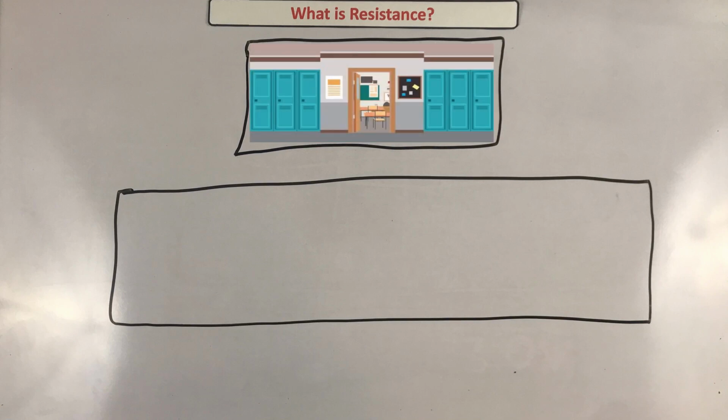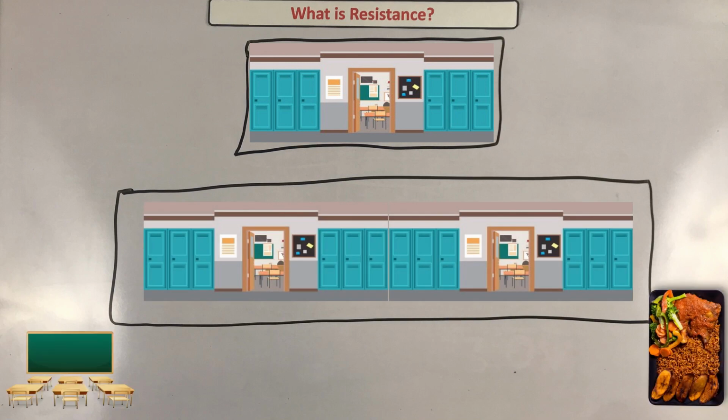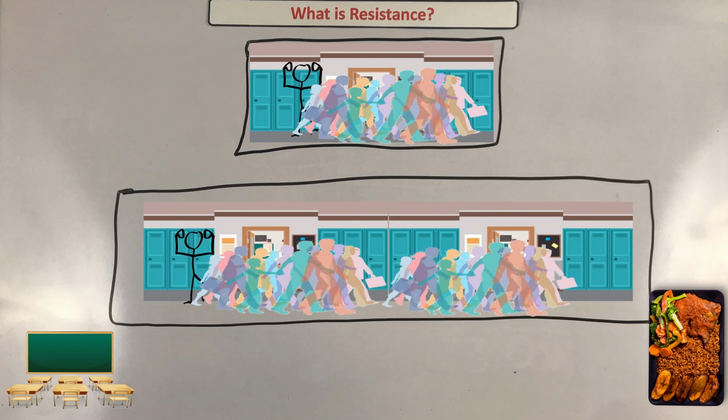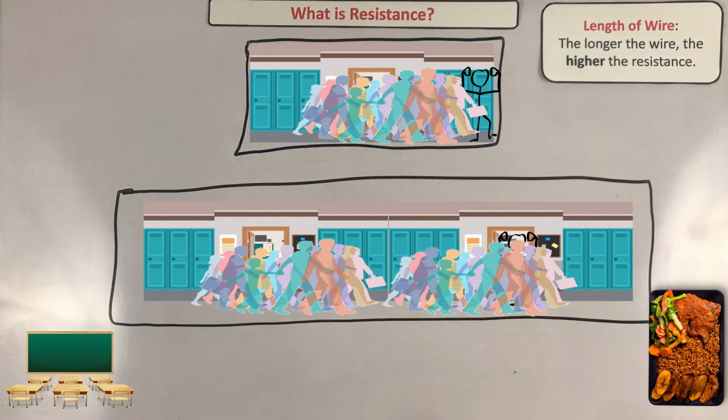Sticking to the lunchtime analogy, if the distance between your fantastic science lesson and the canteen is short, you will go through fewer students in the corridor and are therefore less likely to bump into them. This means that you can move faster, so there will be a higher current. The shorter the path, the lower the resistance. In the context of the wire, the longer the wire, the higher the resistance. This means that the likelihood of hitting the metal cations increases as the length of the wire increases.